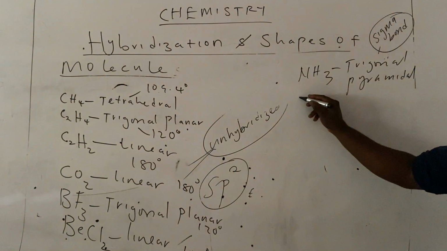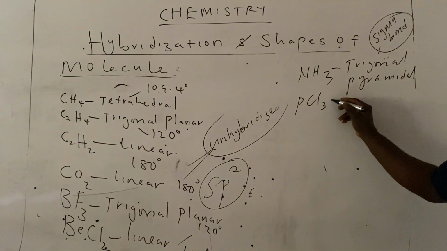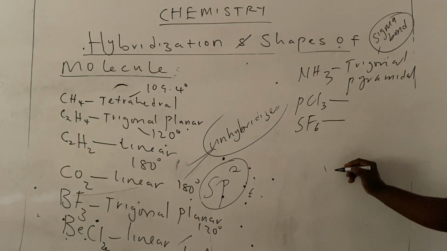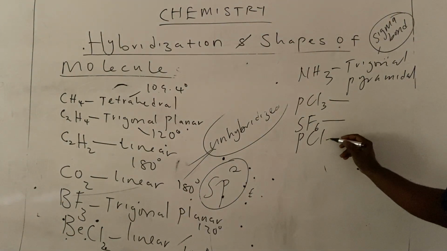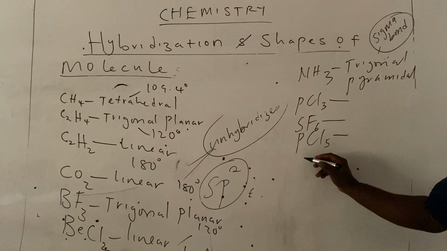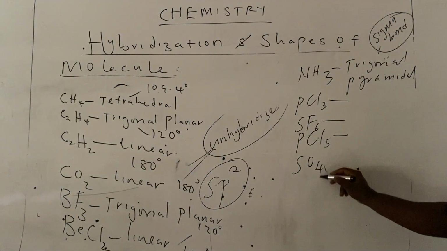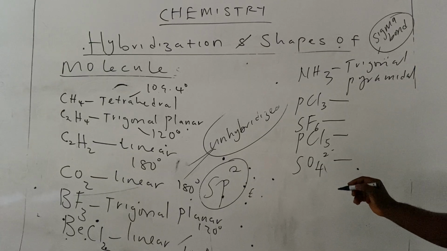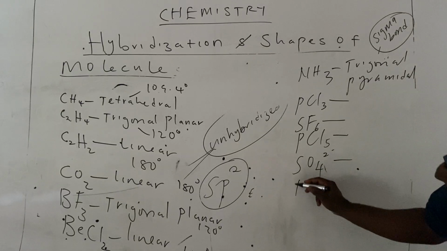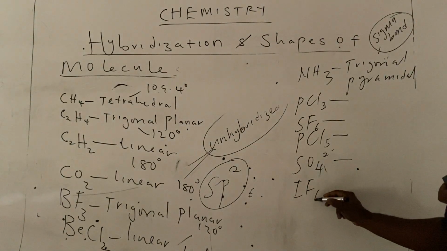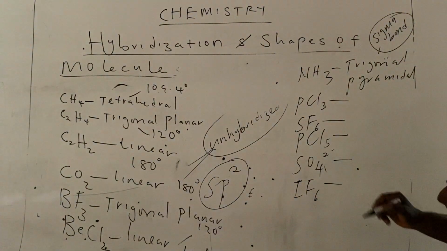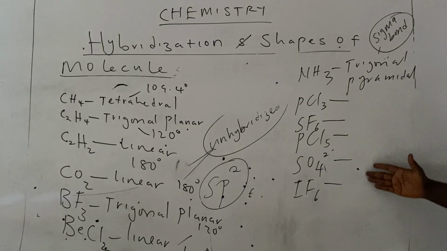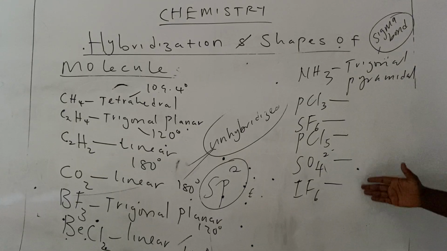On your own, tell me this and bring it to lesson. So you have 5 to tell me: 1, 2, 3, 4, 5. You tell me their shape. You tell me their bond angle.